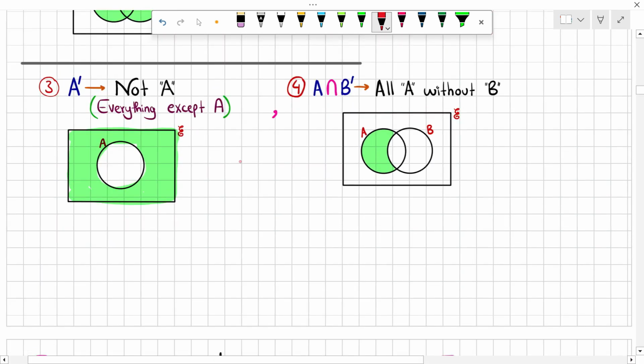This small apostrophe sign means not A, so everything except A. You choose everything outside A. A and not B, A and not B. So just the A part without B.